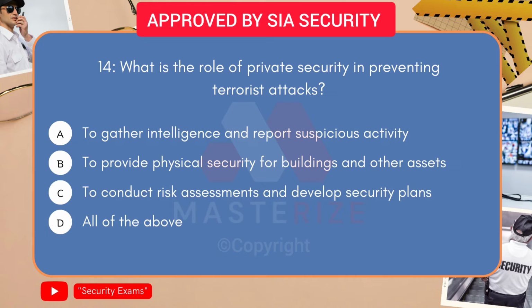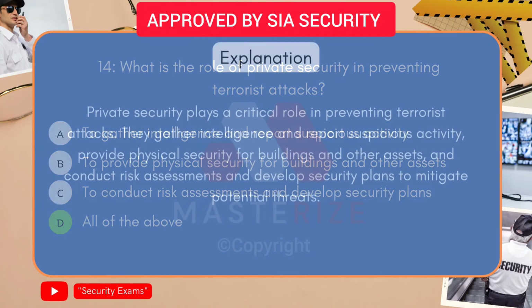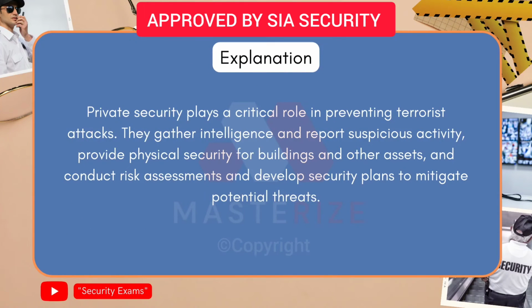To gather intelligence and report suspicious activity, to provide physical security for buildings and other assets, to conduct risk assessments and develop security plans, all of the above. Answer: all of the above. Explanation: private security plays a critical role in preventing terrorist attacks. They gather intelligence and report suspicious activity, provide physical security for buildings and other assets, and conduct risk assessments and develop security plans to mitigate potential threats.